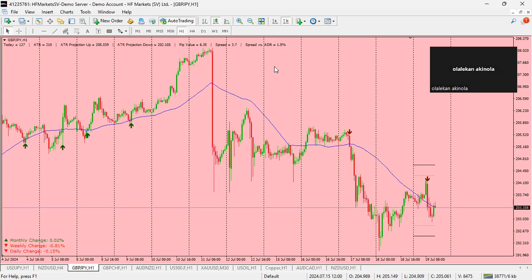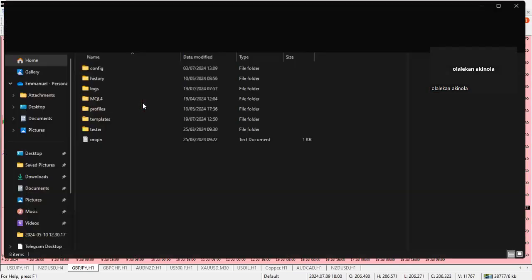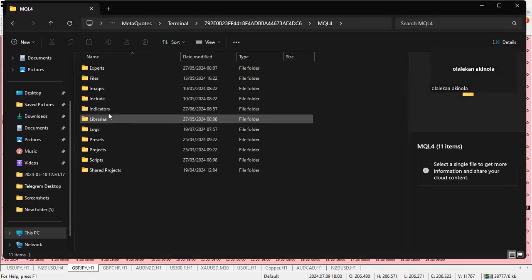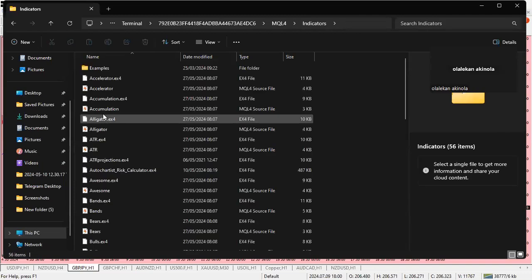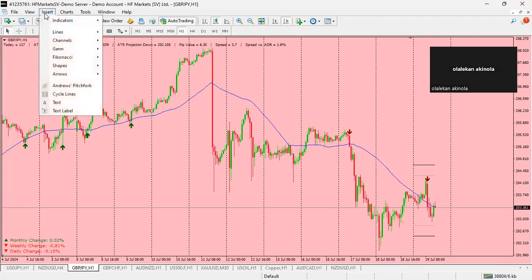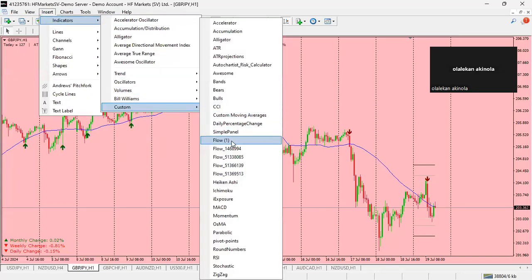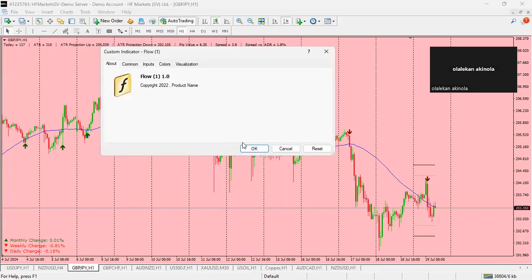You want to install it, go to File, go to Open Data Folder, enter into MQL4, go into your Indicators, paste the file that was sent to you, close out this page. Also ensure that you close out the MT4 and restart it. Go to Insert, go to Indicators, navigate to Custom, click on the flow system that has your account number, press OK.